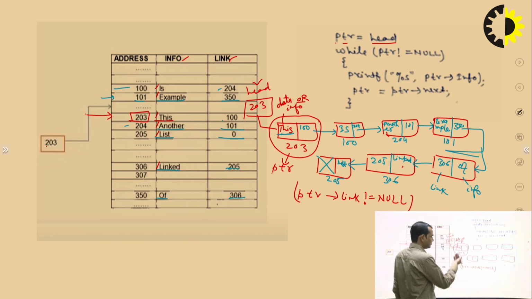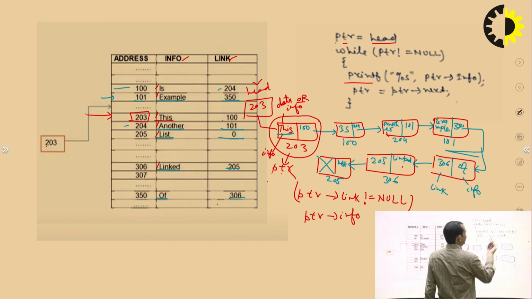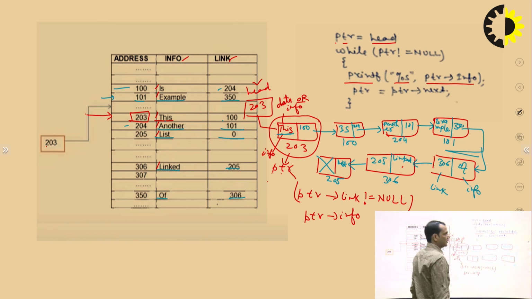Then we have to print the value. This node's name is PTR and this is the info part. So the value is stored in PTR's info part. So what do we have to print? We have to print the value of PTR's info part. So here we use printf. Suppose it is a string type, so we define it as a string, and what value do we print? PTR's info. So what is printed? This. Now what do we do? We move PTR to the next node, meaning we increase the value of PTR. Now it will be moved to this.